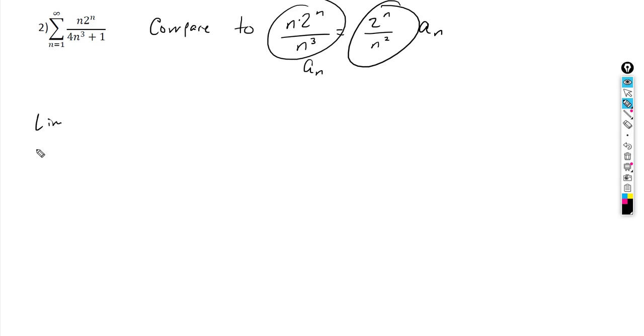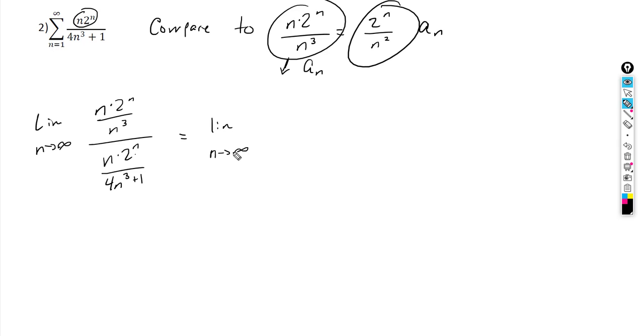So the limit as n approaches infinity of a sub n, because I have n times 2 to the n and n times 2 to the n right there, I'm probably going to do this as my a sub n. So n times 2 to the n over n to the third over, now my original b sub n piece, right? n times 2 to the n over 4n to the third plus 1. That is going to be equal to the limit as n approaches infinity.